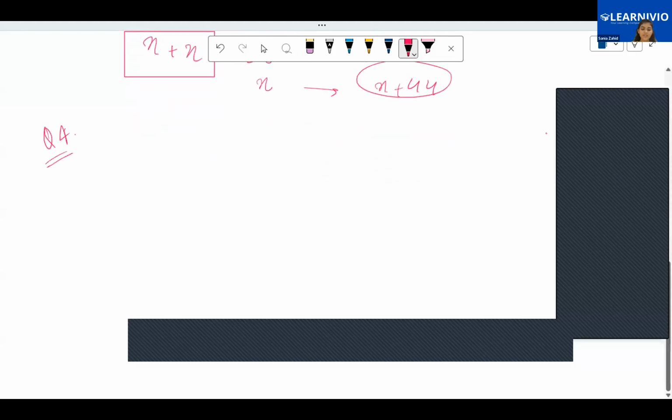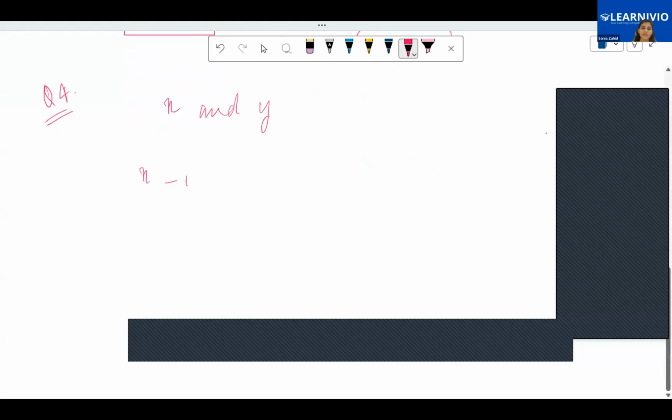In the fourth question, it's given the difference in the measure of two complementary angles is 12. Find the measure of the angle. So let's assume that there are two angles, x and y. It is given that the difference is 12. So x minus y is 12. That means x is equal to 12 plus y.